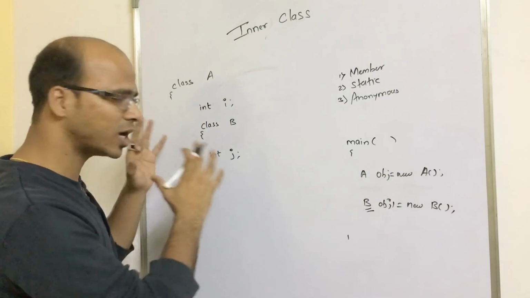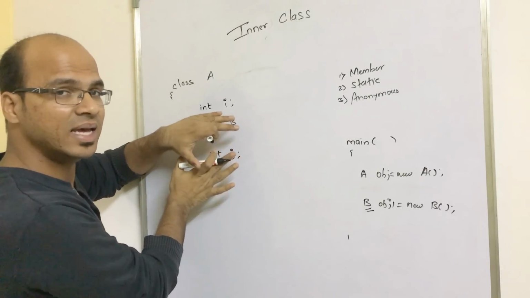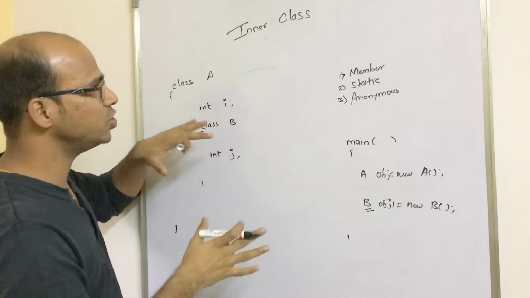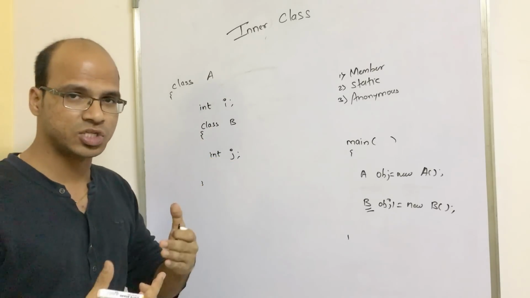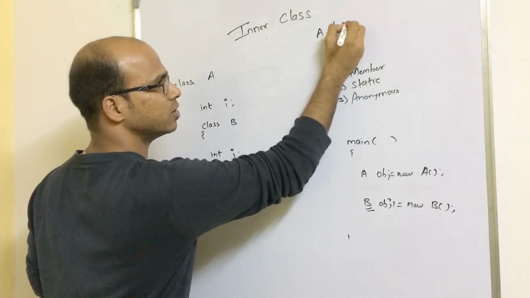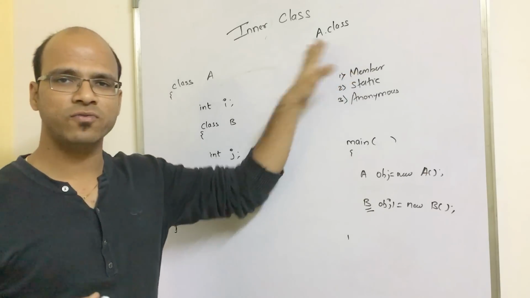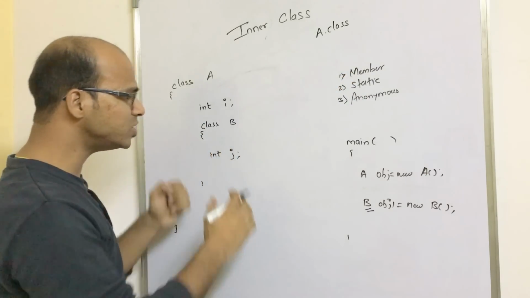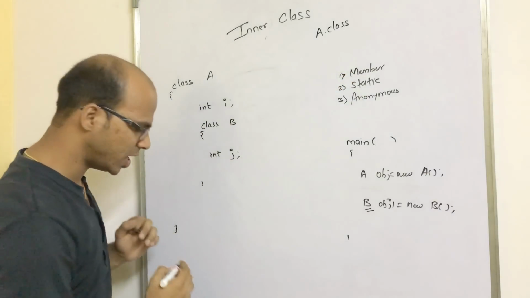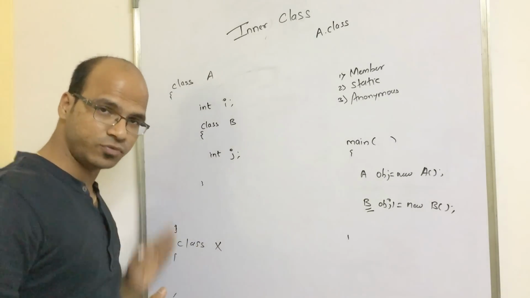Because as soon as you compile this file, let's say we don't have B, we just have class A. In this scenario, in your package, in your folder, after compilation you will get a class which is called A dot class. So this is the byte code for the class A. Now let's say we have one more class here which is class X. In this scenario we have two classes.